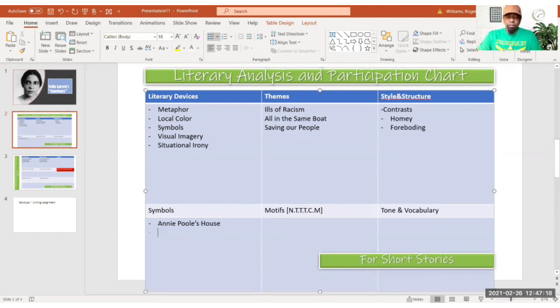So Annie Poole's house, Annie's bed, Jim Hammer, he's the guy who she was hiding. Annie is also a symbol, and Bill Lowndes, who is the lawman. Motifs, they talked about contrast, color, movement, and let me leave that alone for now.